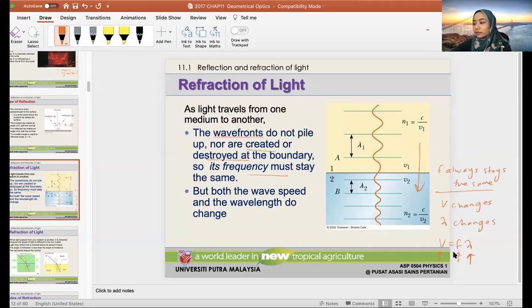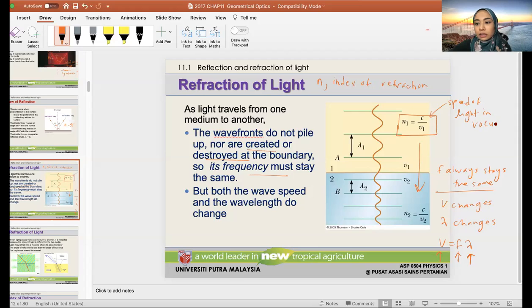Oh, there's another equation I forgot. So this is your first new equation for this chapter: N1 equals C over V1. What is it? N is the index of refraction. So what is N? N is actually a ratio of speed. Here you see C over V. C is the speed of light in vacuum.